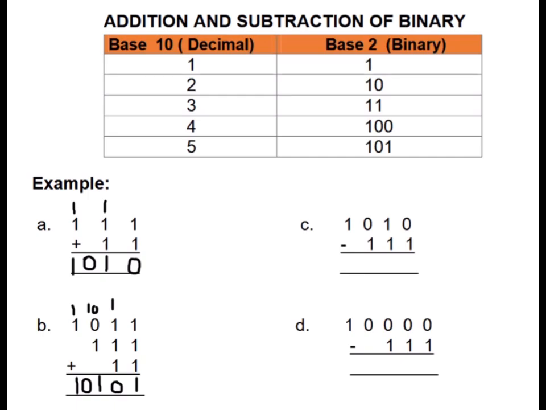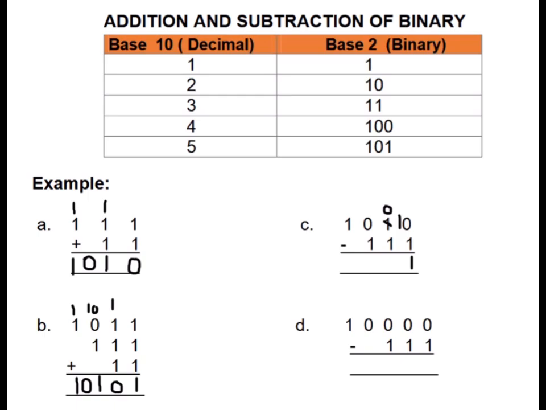So let's go to the subtraction part. We can't take 1 from 0. It's impossible. So I'm going to borrow this 1. So this is remaining 0. Now 1, 0 in base 10 is 2. So 1, 0 here is 2. So 2 minus 1. That will give 1.